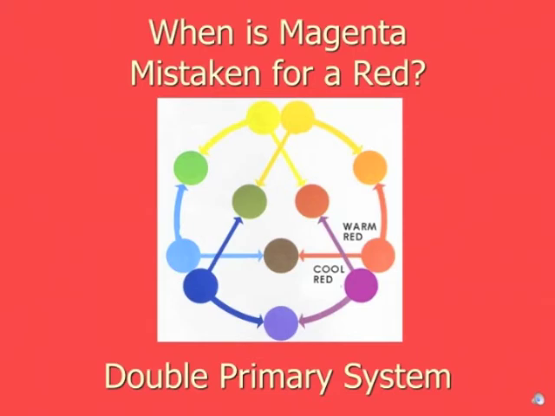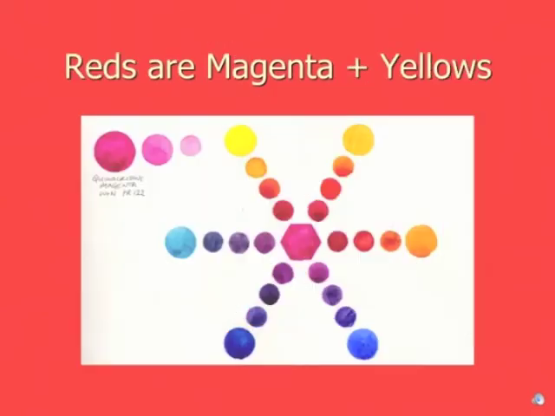When is magenta mistaken for a red? In the double primary system, in red, yellow, blue, you want to have a warm and a cool of each primary, and magenta is mistaken as a cool red. This is not really true. Reds are actually magenta mixed with yellow.